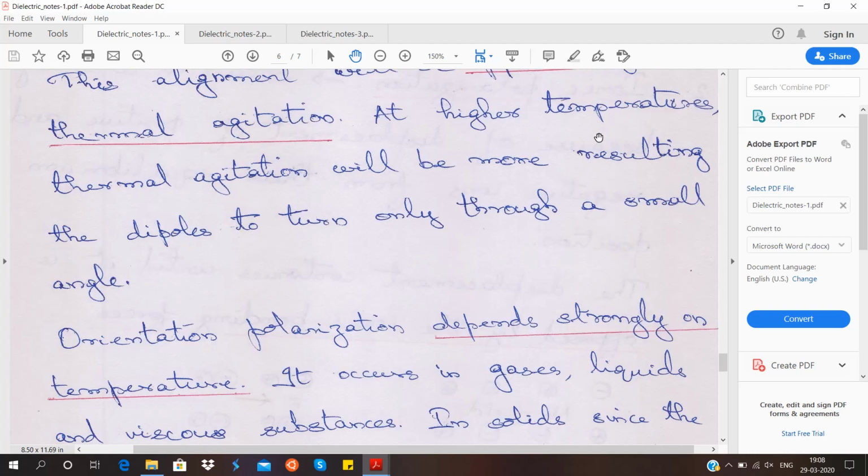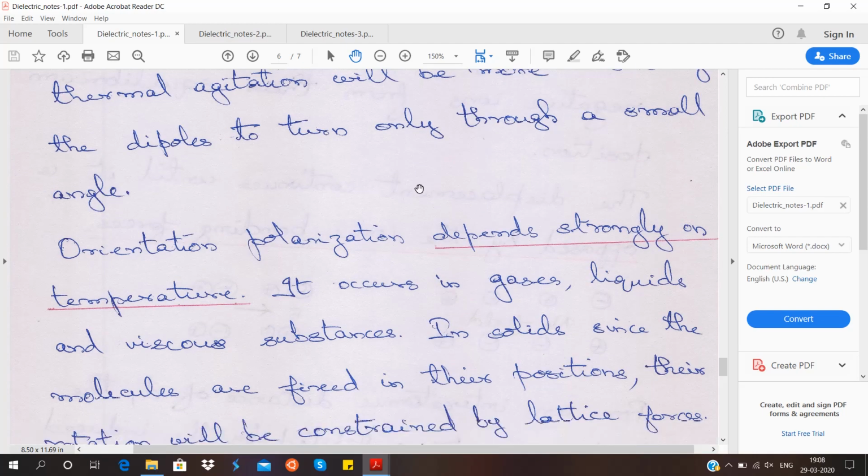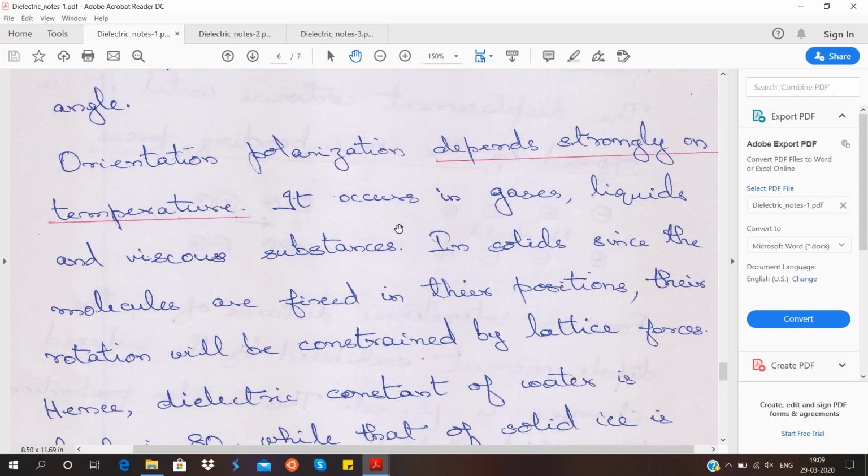Now let's see one more interesting aspect here. We did understand that orientation polarization depends strongly on temperature, whereas electronic and ionic polarization were not dependent. And one more point to be noticed is that orientation polarization occurs in gases, liquids and viscous substances. So what's so special about solids? Why can't it occur in solids?